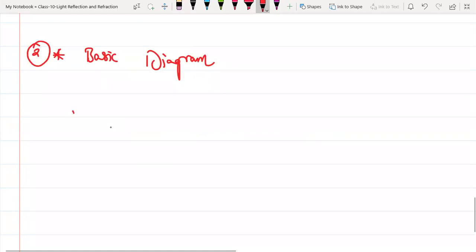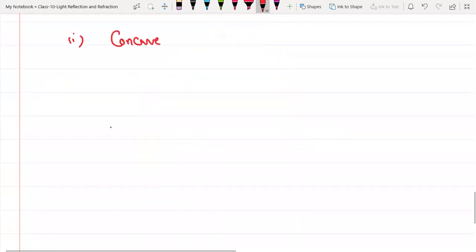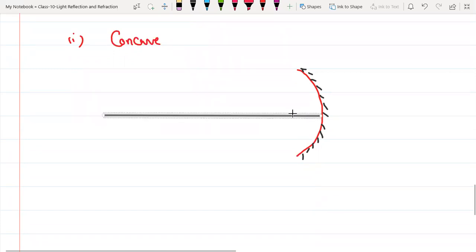Now we will think about concave. Coming to concave, guys, I told you many times, the mirror will be here, right? And this is the non-reflecting side. And this is the principal axis, right? And this is the point called pole P. This point is called focus F. This point is called center of curvature C.